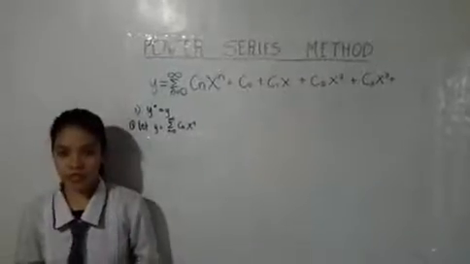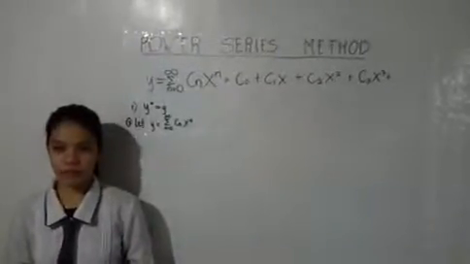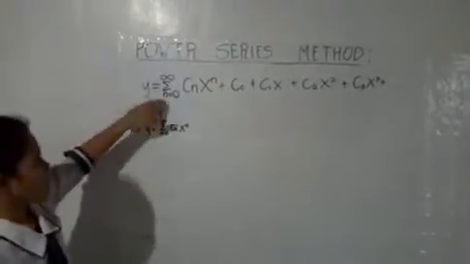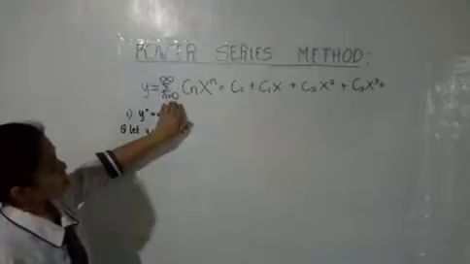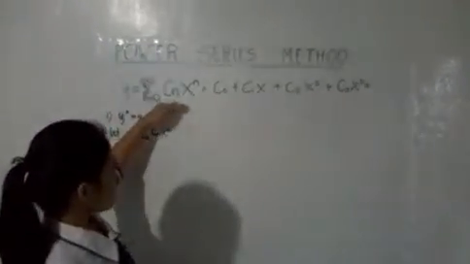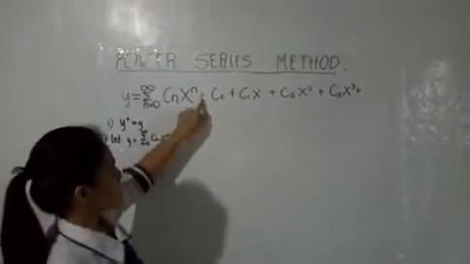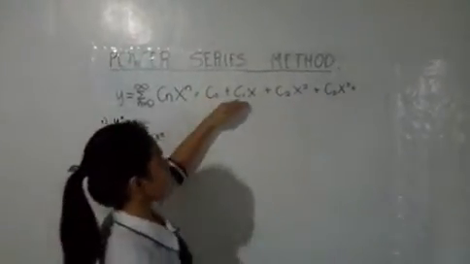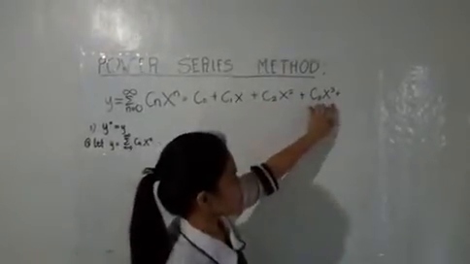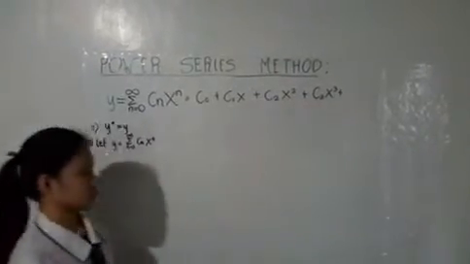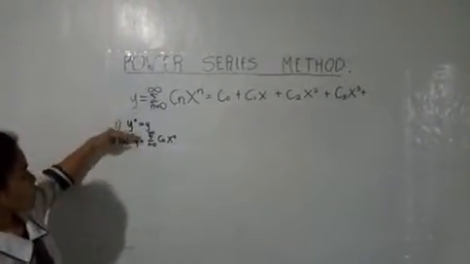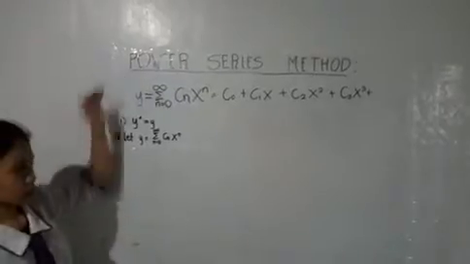Power series method is a method seeking a solution for a differential equation using power series in the form of y is equal to the summation from n equals 0 to infinity of c sub n x raised to n, which is also equal to c0 plus c1x plus c2x squared plus c3x cubed plus so on and so forth. Now we will solve this differential equation using the power series method.